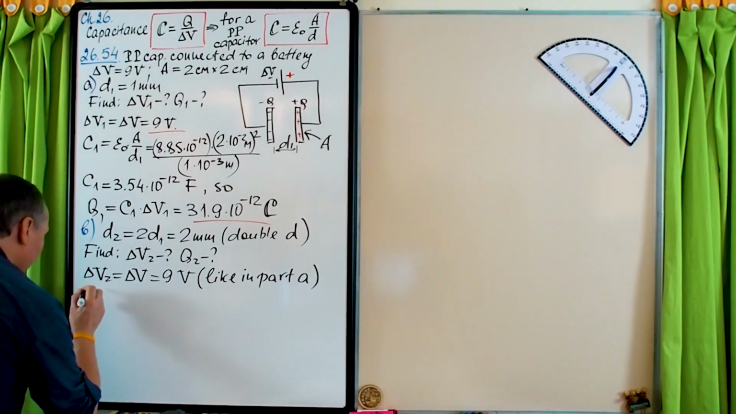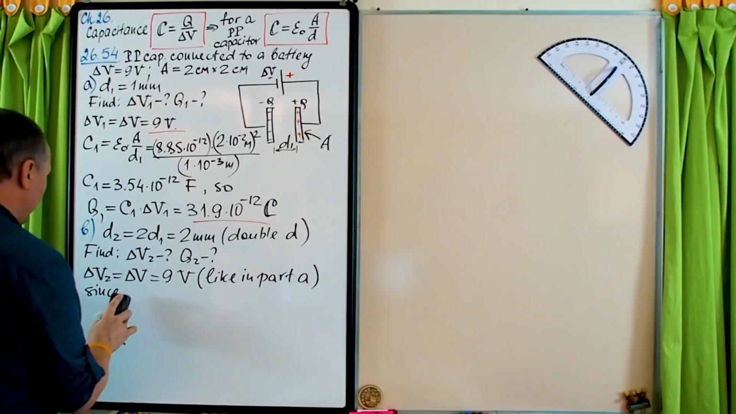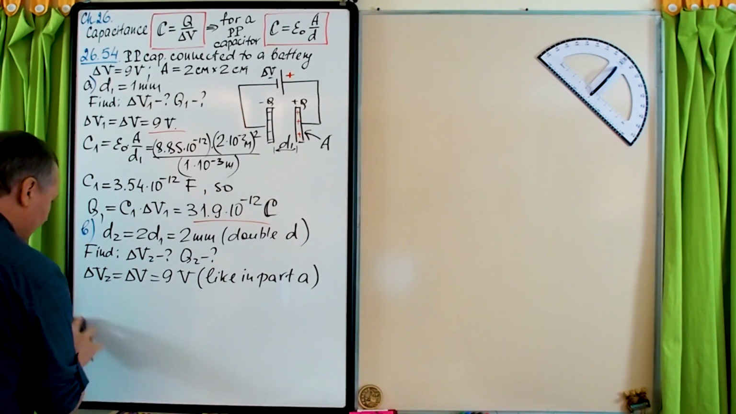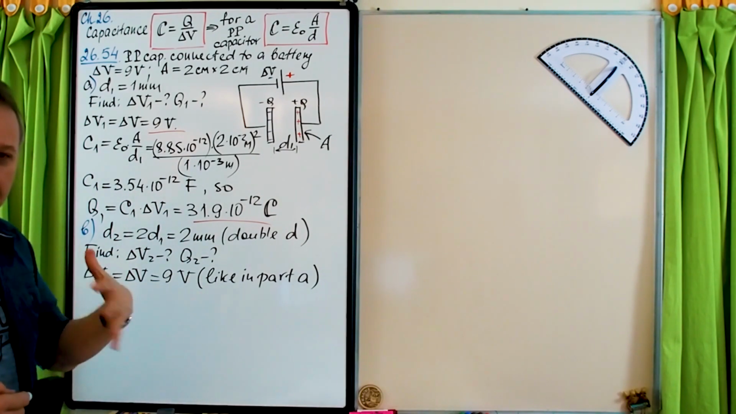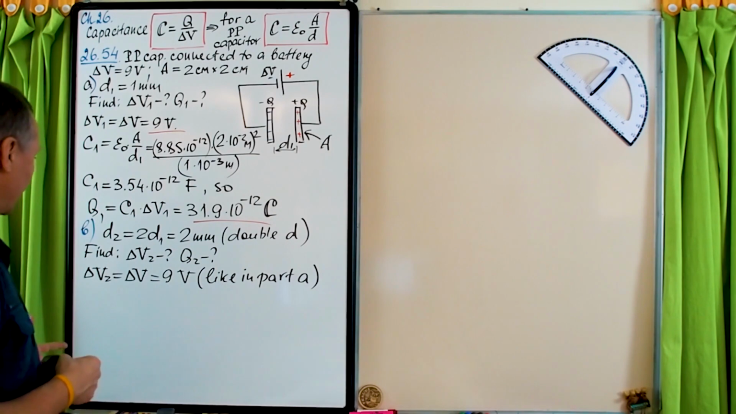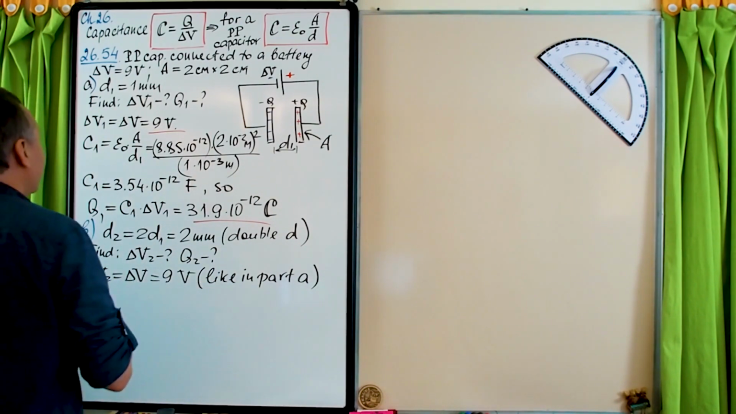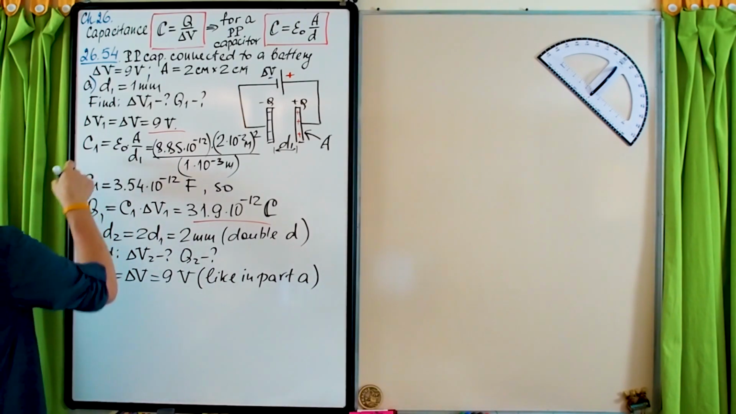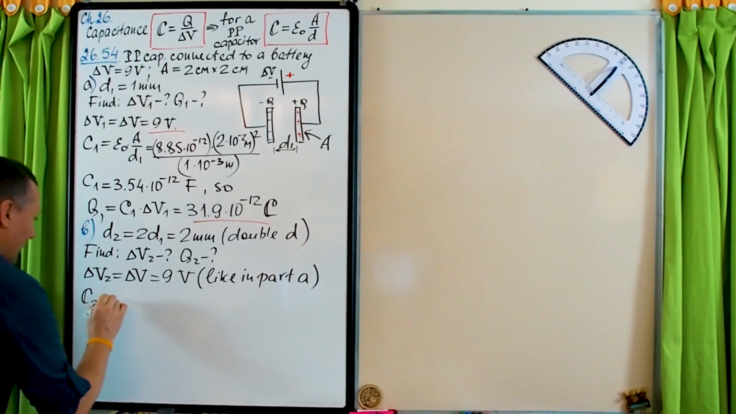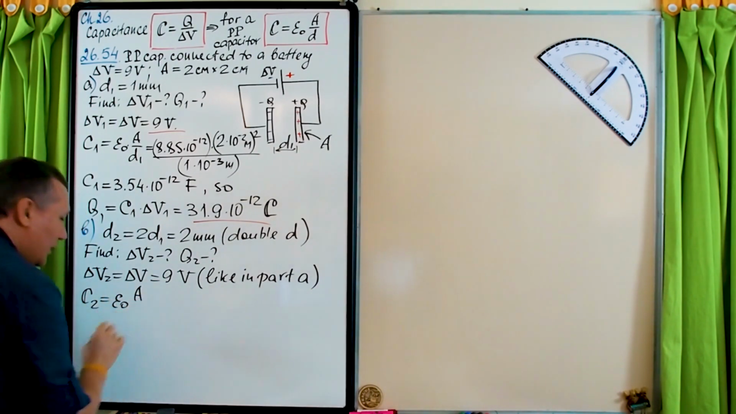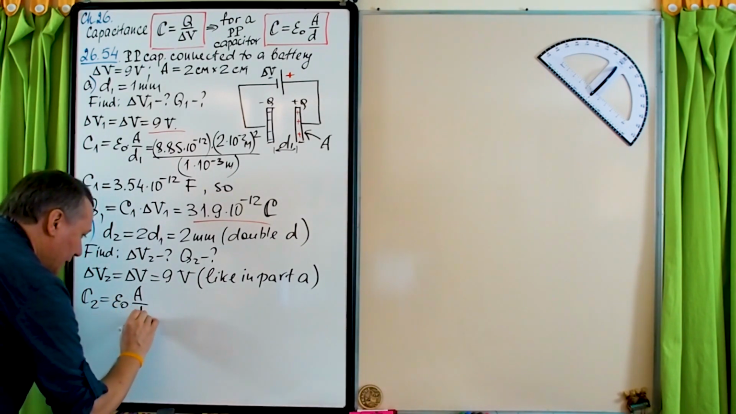Let me write. You know what? I'll save some space. First, I wanted to write, since we changed the geometry, to emphasize that capacitance depends on the geometry. But I want to finish this problem over here in this part of the whiteboard. All right, so like this: C2 equals epsilon naught A, we didn't change plates, so area is the same, divided by D2 now.